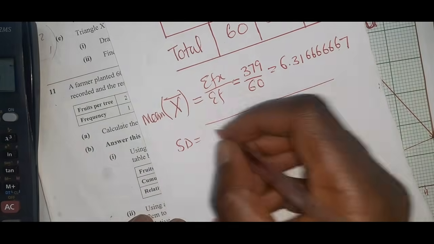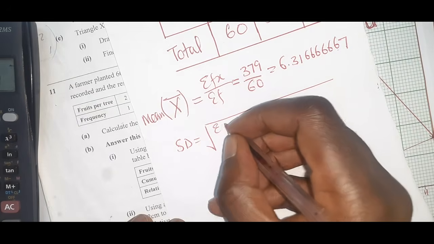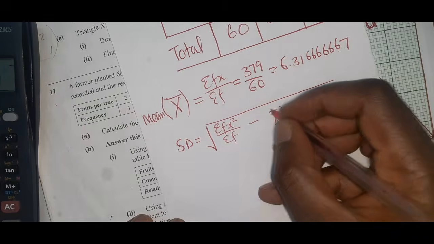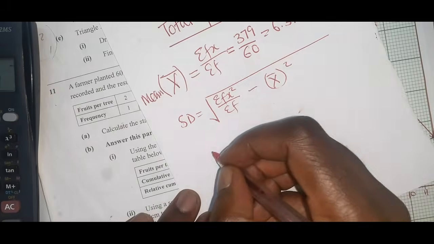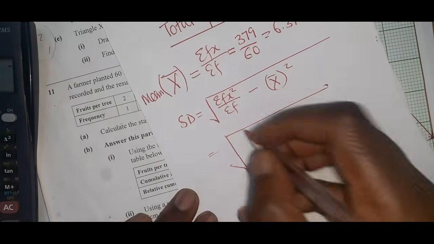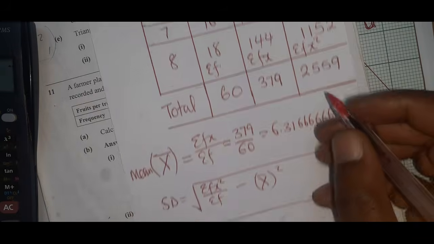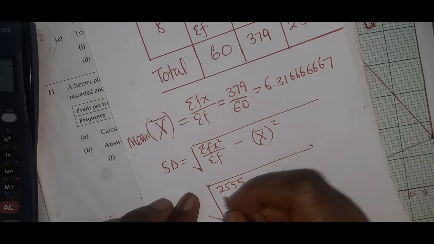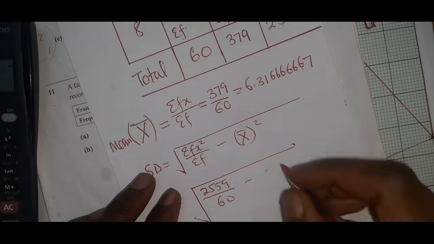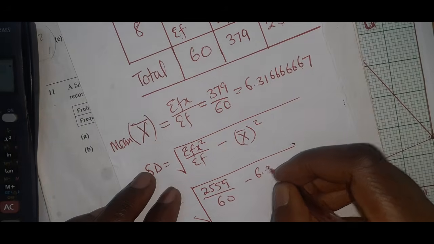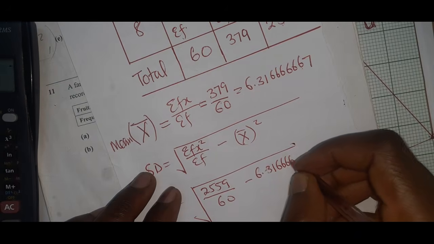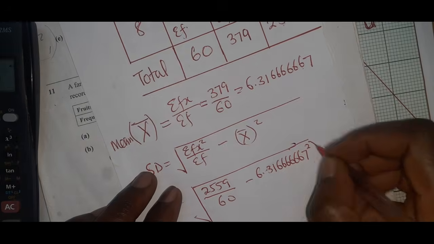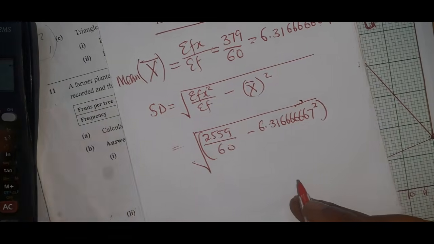Standard deviation, we are using the formula square root of summation of fx squared over summation of f, minus x bar squared. So standard deviation is equals to the root of 2559 over 60 minus 6.316666667 squared, close brackets.